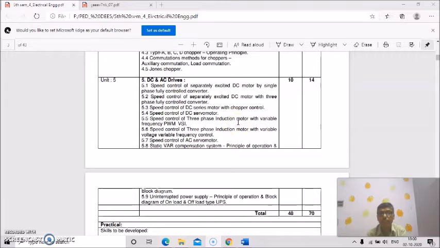Particularly the three phase induction motor with variable frequency PWM, CSI, voltage source inverters, and then speed control of three phase induction motor with variable voltage and variable frequency control, V/F control, and then speed control of AC servo motor, and then static power compensation systems, its operation, block diagram, UPS, and its operation, block diagram, etc. So we'll cover it one after another. Let us see up to what extent we can discuss in today's class.